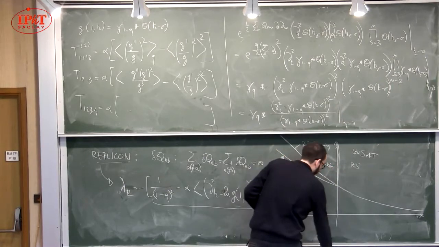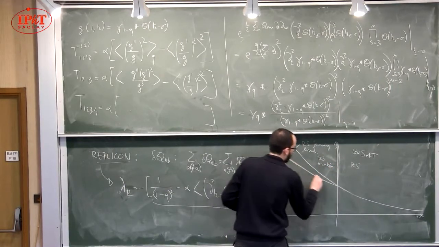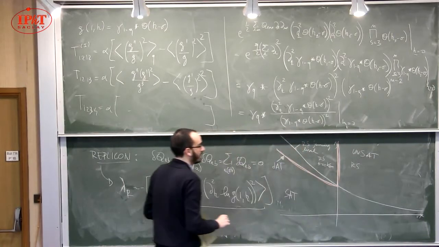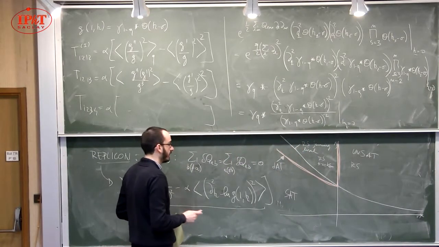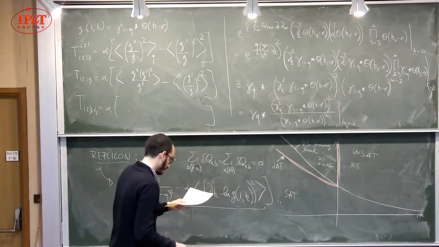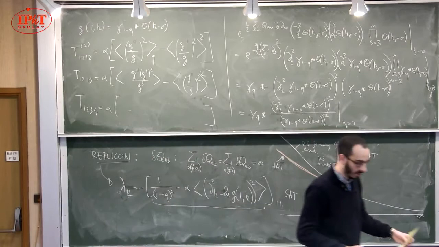So in this region here, replica symmetry is broken. Okay. And now the problem is how to compute the properties of the phase diagram here. Okay.